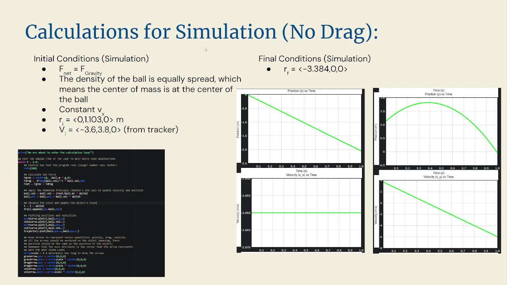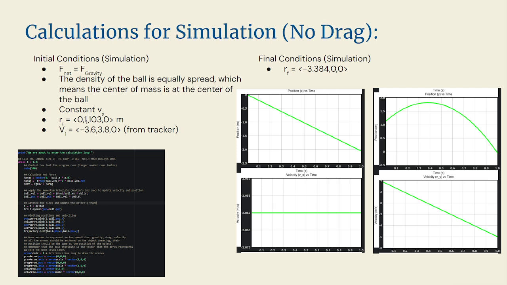So the first thing is the no drag simulation. There are a few initial conditions for the no drag simulation that we can see. The first is that the only force is the gravity force, which is acting only in the y direction, and that means that we know that there is going to be a constant velocity in the x direction, as you can see here in this bottom left graph. Another thing is that the density of the ball is equally spread, which means that the center of mass is at the center of the ball.